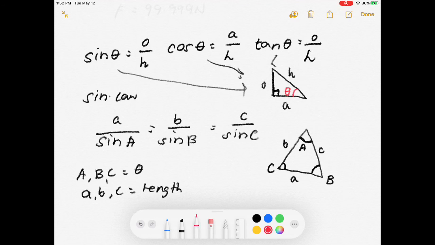Sine A is the angle, or theta, and a is the length of the side opposite it. Sine B is the angle for side b, and sine C is the angle for side c. So that is the application of the sine law for a triangle.